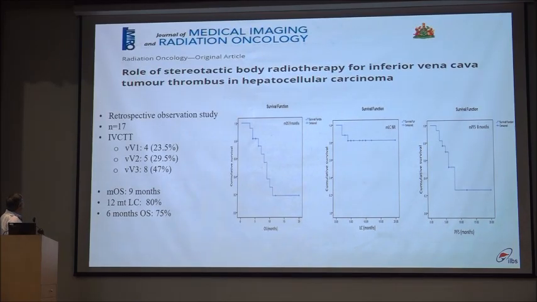This is also SBRT radiotherapy for inferior vena cava. Nobody gives radiotherapy for inferior vena cava thrombus in hepatocellular carcinoma, but we have treated V1 4 cases, V2 5 cases, and V3 8 cases. In all these cases, median overall survival was 9 months. Local control was 80%, and 6-month overall survival was 75%.